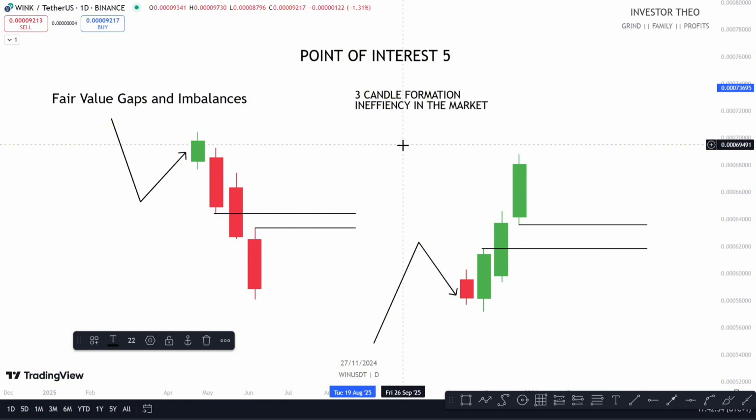Now, fair value gap is a three candle formation. There are inefficiencies in the market that occur when the market, or the market exchange, let's use that word, receives too many of one kind of order, whether it's a buy order or a sell order, and not enough of the other. So let me get this straight. Whenever the market receives many buy orders, like a lot of buy orders, a fair value gap occurs. Like the market is just booming up, booming up, booming up, right? Because of many buy orders.